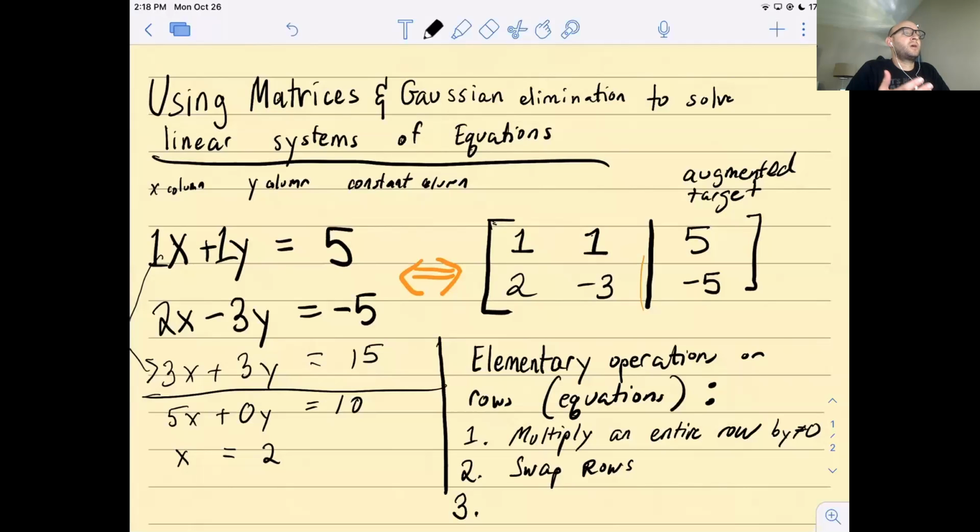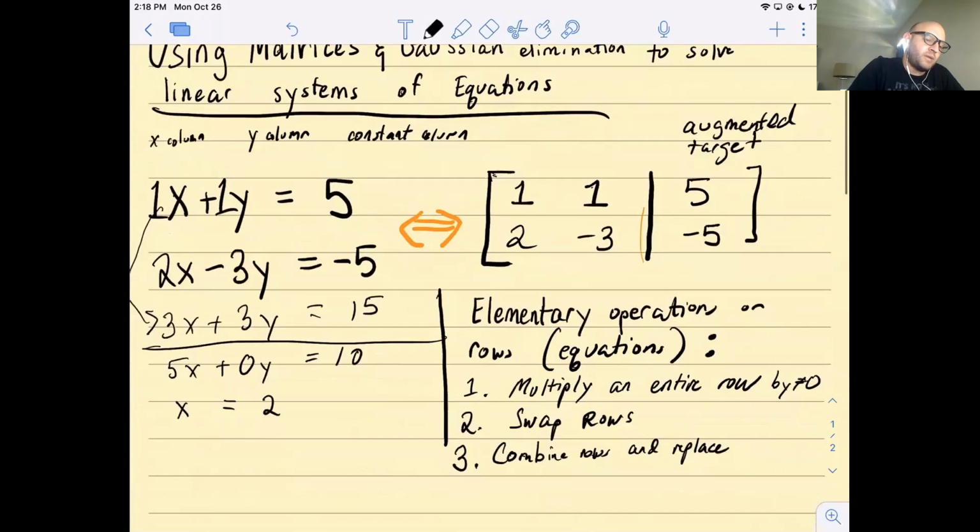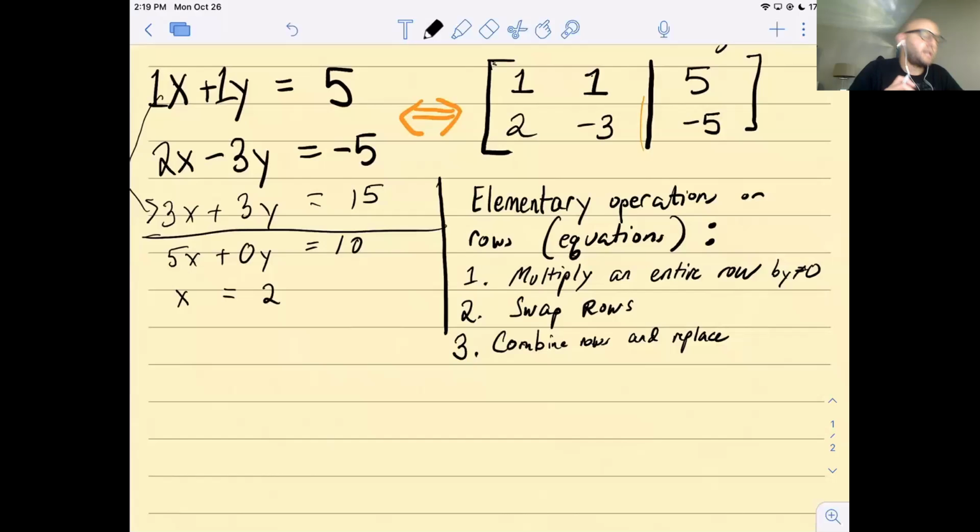But in general, one thing you should be able to do is, if you have two equations of lines, you can add them together and replace the old one with whatever you get. So you can combine rows by either adding or subtracting, because that's kind of the same thing. So you can combine rows and replace.